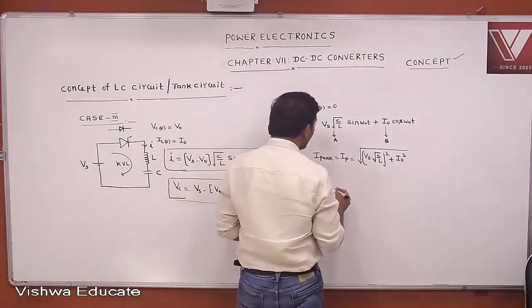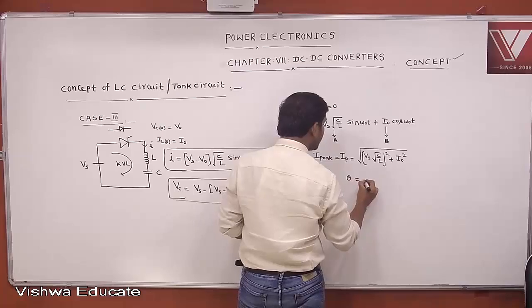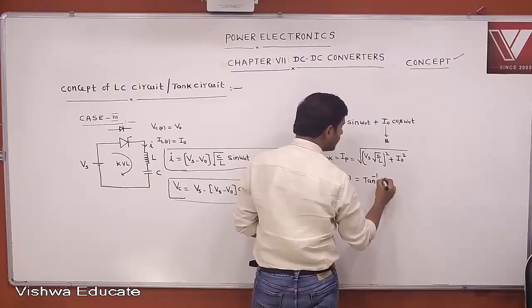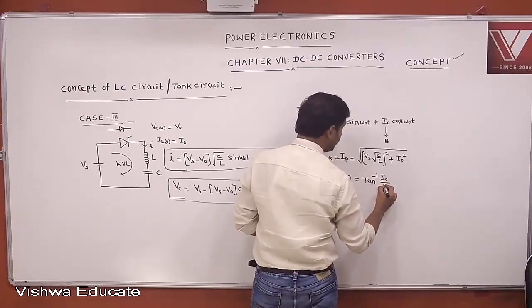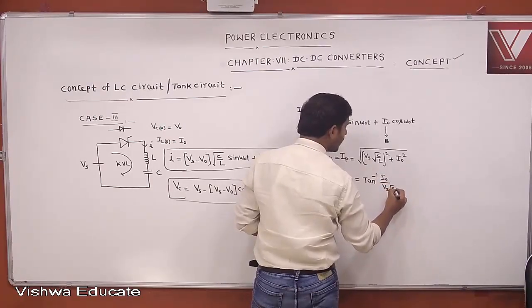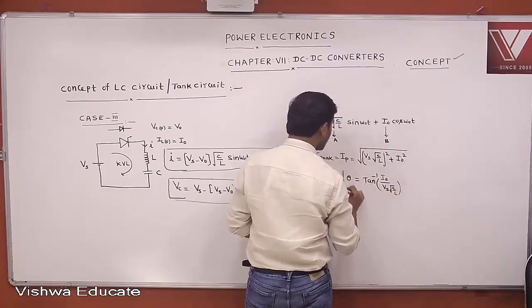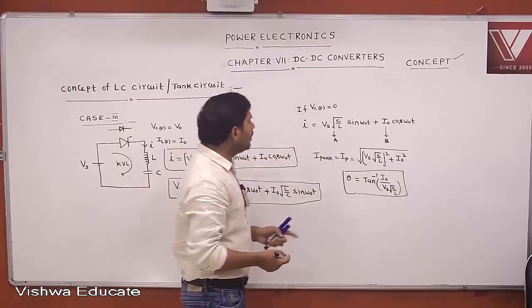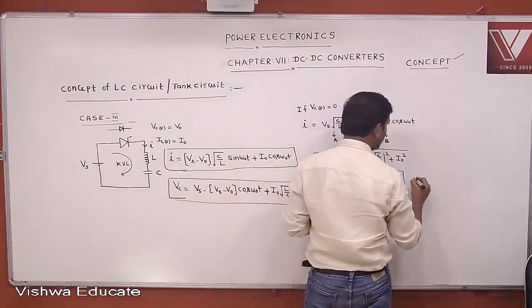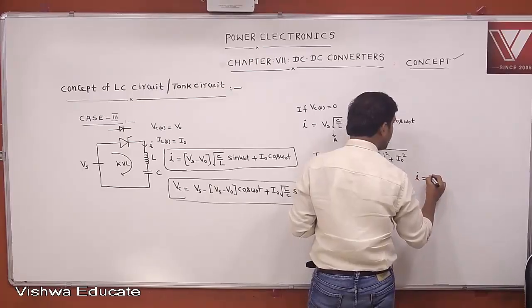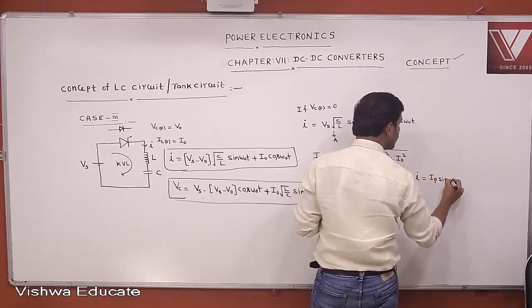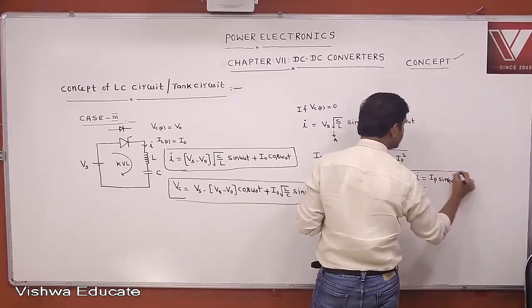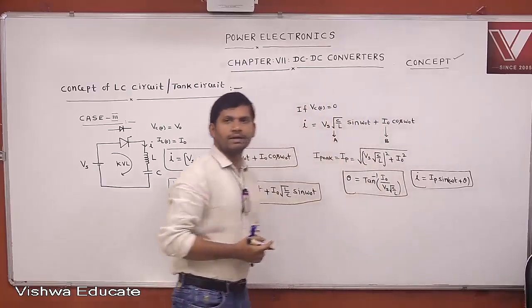What is the expression for theta? You calculate the angle: tan inverse of B by A, that is I naught by Vs into square root of C by L. This angle is theta. Once you know the peak value and the angle, the expression for current is I equal to Ip into sin omega t plus theta. Like this you calculate. This is the expression for I.